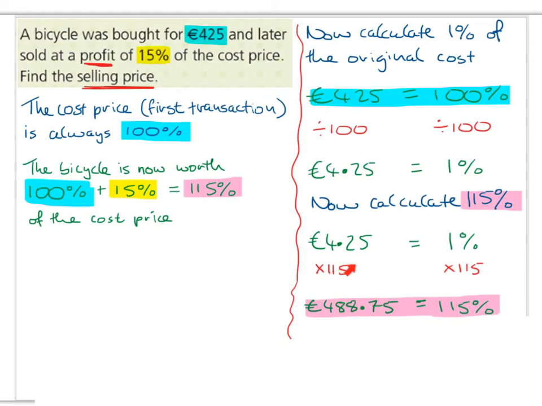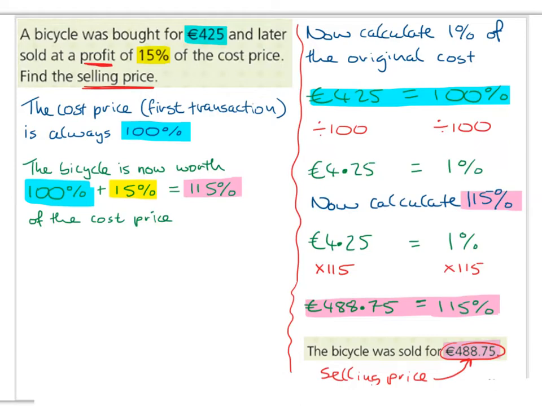and €4.25 multiplied by 115 is €488.75. So €488.75 is equal to 115%. Therefore, the bicycle was sold for €488.75. So this is the selling price, and this is what we were asked to find.